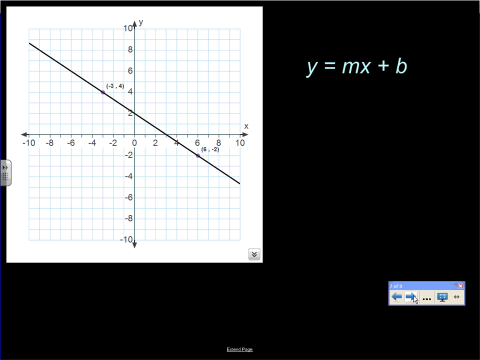How about you try this one on your own? Pause the video for a moment, try it on your own, and I will work out the solution here in one moment.